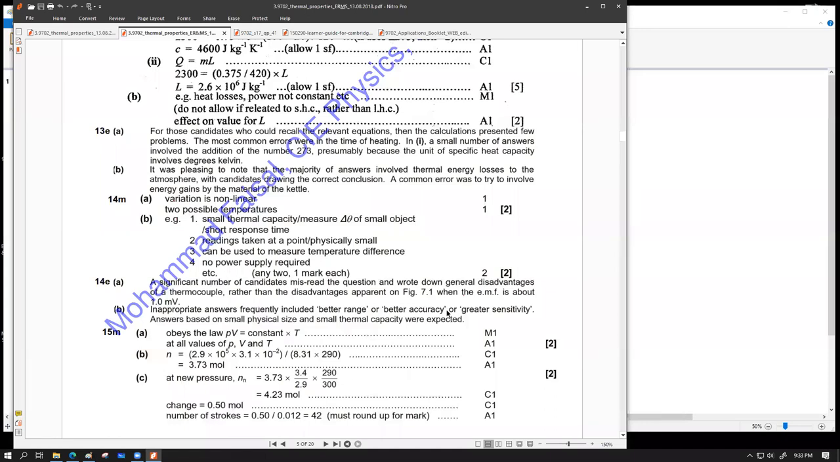So small thermal capacity means basically resistance to com, isn't it? Material resistivity to com. Thermal capacity is not relevant to resistance. Thermal capacity is relevant to how much heat do you require for its temperature to be increased by a certain value.